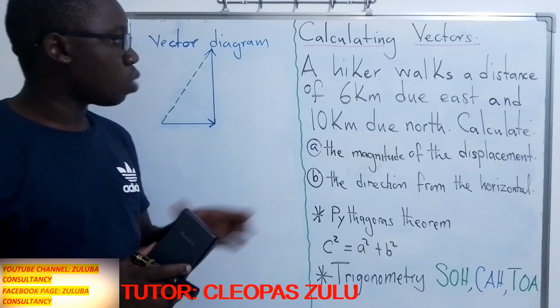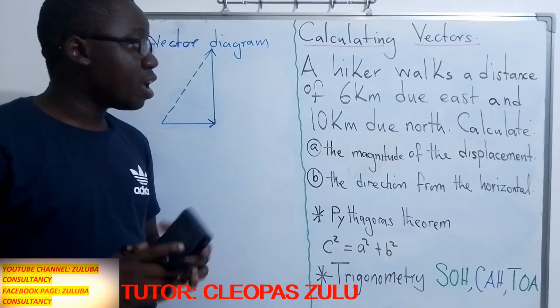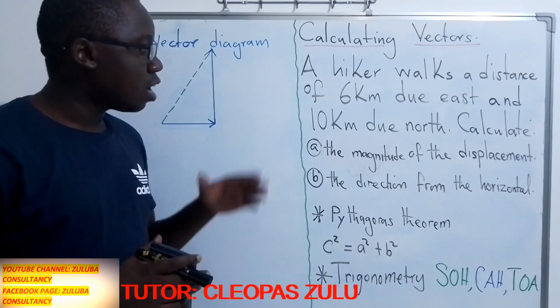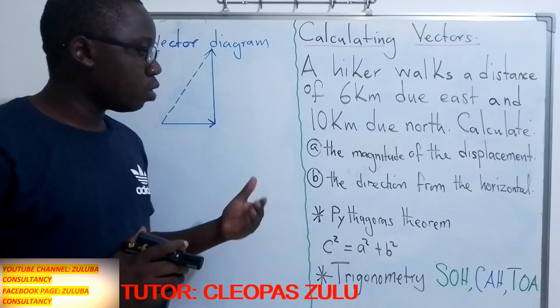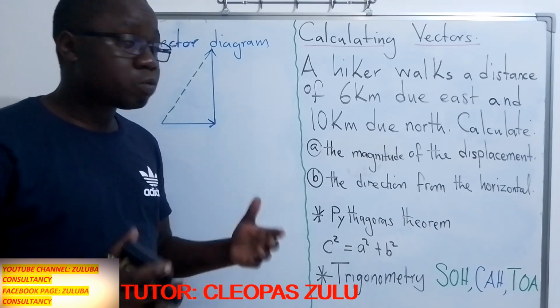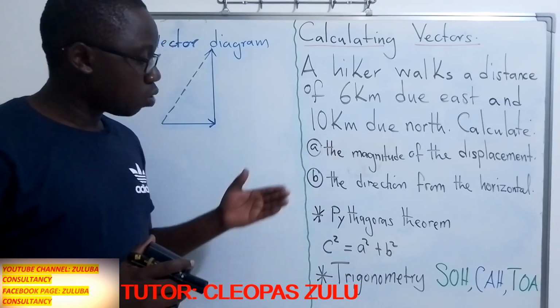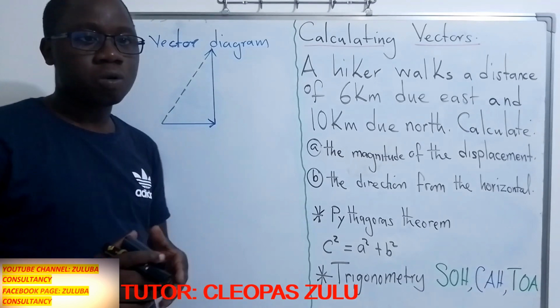In this video, I want to answer this question that reads: a hiker walks a distance of 6 kilometers due east and 10 kilometers due north. We have been asked to calculate the magnitude of the displacement that this hiker made, and thereafter to calculate the direction from the horizontal.